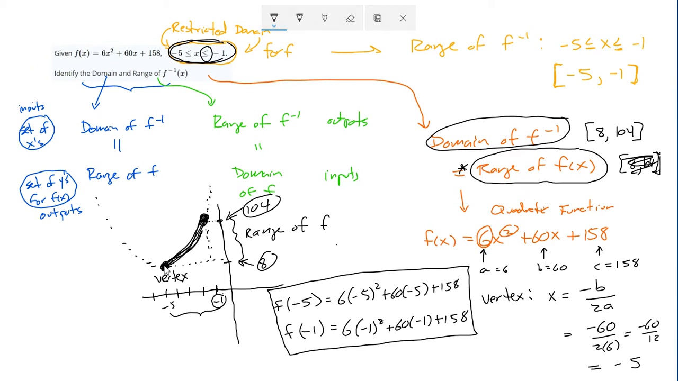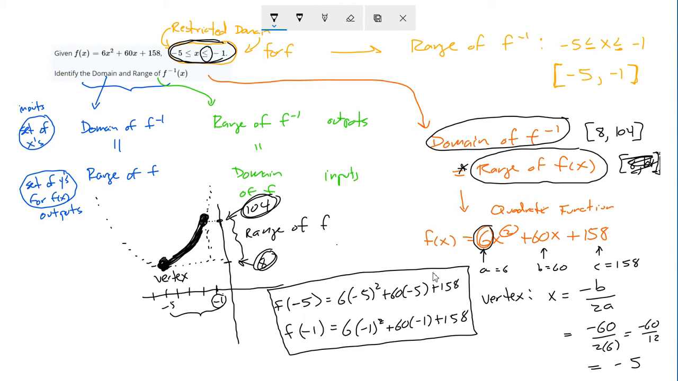Now, it helps to know that the function's behaving in this way, but I could know that just by knowing where the vertex is. If I know the vertex is at -5, and it's an upward parabola, which it is, because we have a positive coefficient on the x squared, that vertex will be the lowest point, and the function can only go up higher and higher from there. Okay? So I know this is my range from 8 to 104, so then that's the domain of the inverse.